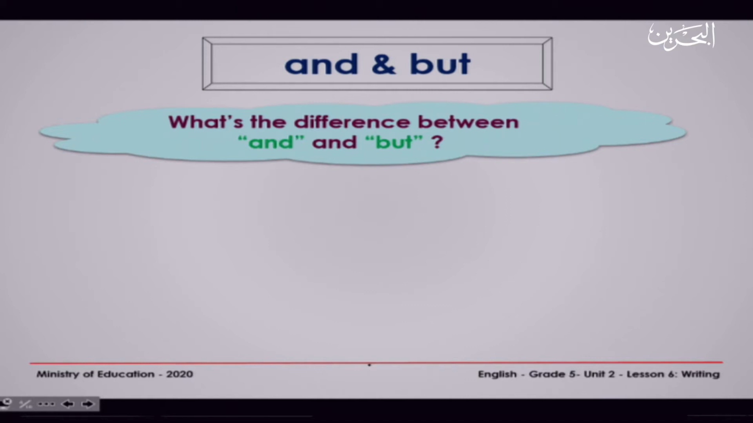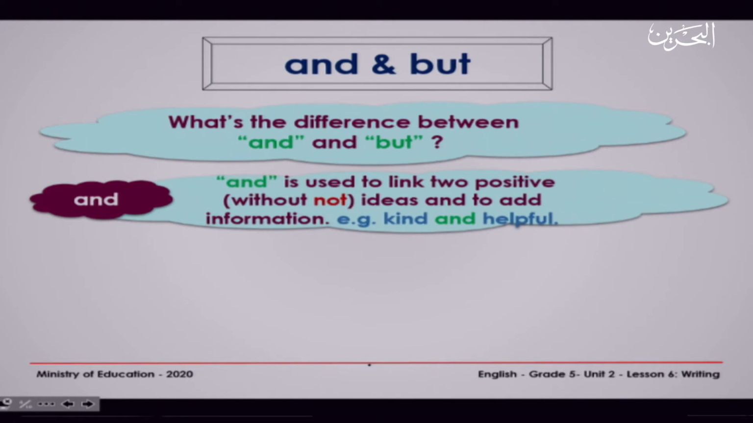What's the difference between and but? Let's have a look. We will start with and. And is used to link two positive ideas and to add information. For example, we can say kind and helpful. The adjective kind and the adjective helpful are both positive. We don't use and with negative.